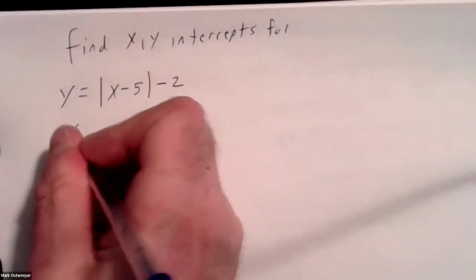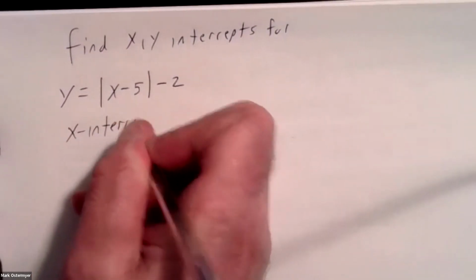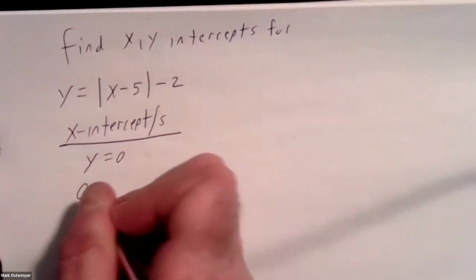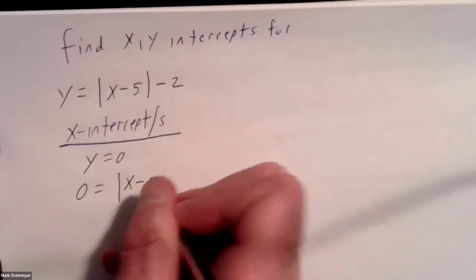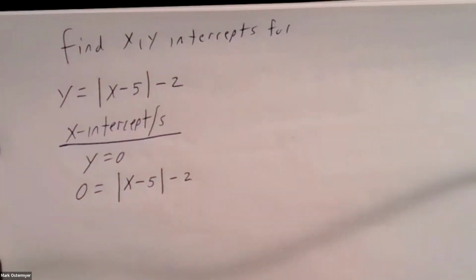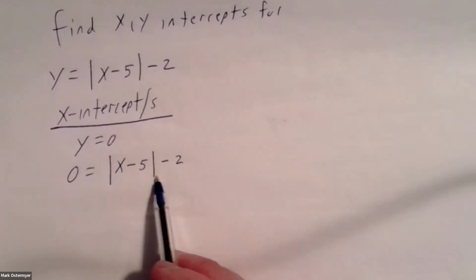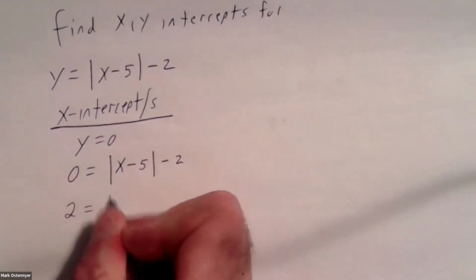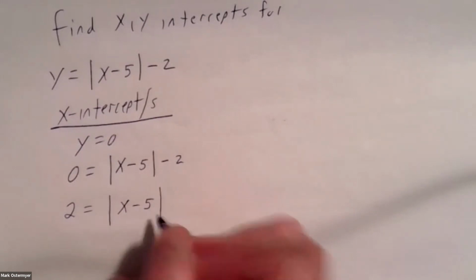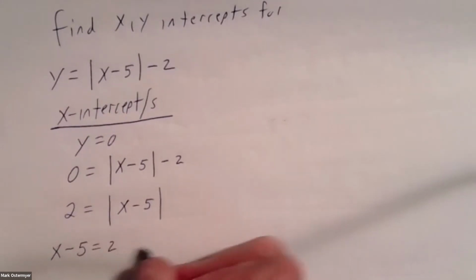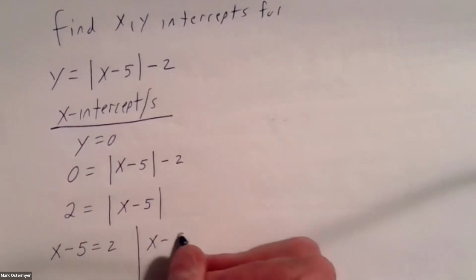To find the x-intercepts, we always set the other variable, namely y, equal to 0. So y gets set equal to 0. Therefore, we now have to solve this absolute value equation for x. How do we solve absolute value equations? We have to isolate our absolute value. And we will do that by adding 2 to both sides of our equation. And now that we have our absolute value isolated, we can drop the absolute value and place what's inside the absolute value equal to the positive 2, or we will set it equal to -2.